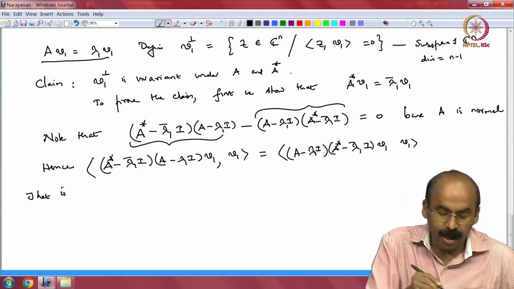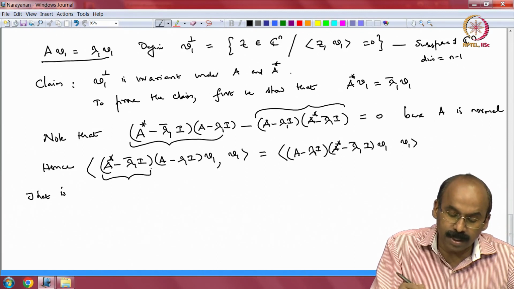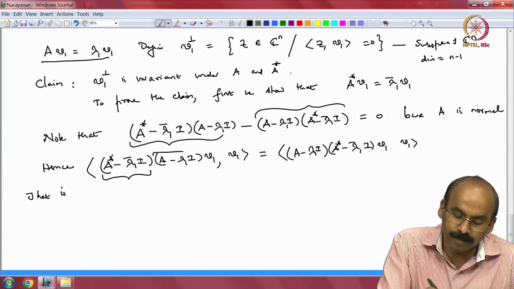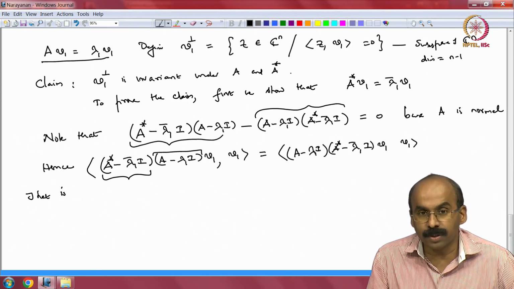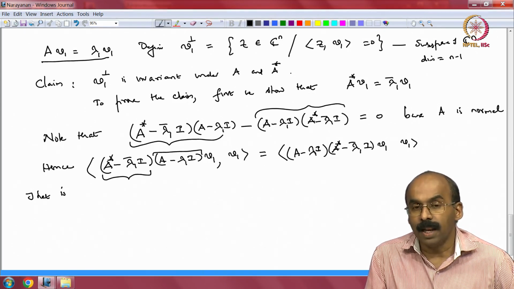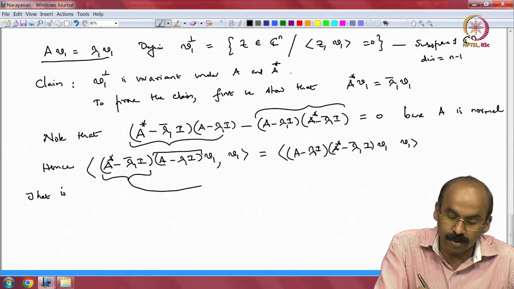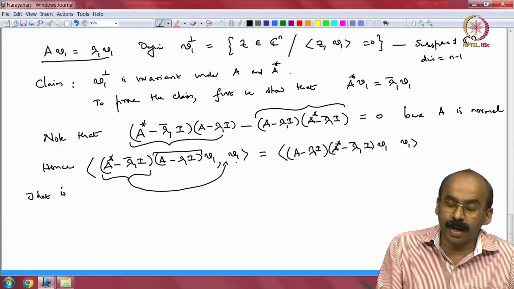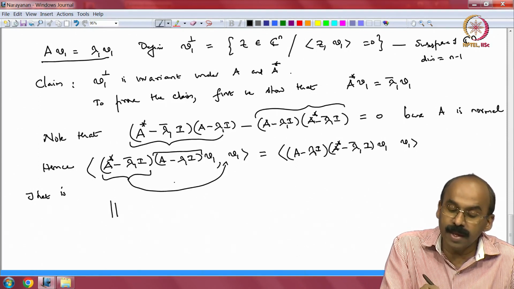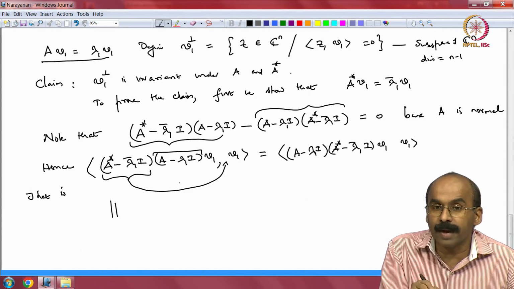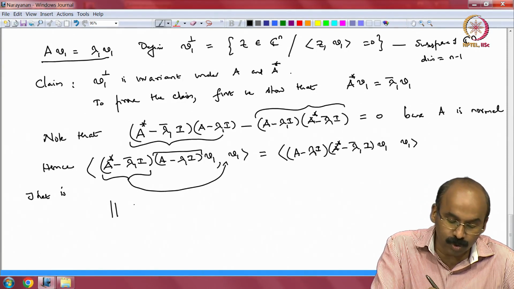Well, what will happen to this? You look at this term, it is the adjoint of whatever is here, right. A minus lambda 1 I, if I take the adjoint, I will get A star minus lambda 1 bar, right. So, I can take this to this side by the definition of the inner product. I will get the left hand side to be equal to A minus lambda 1 I acting on V1 inner product with the same thing. So, that is just the norm square, right.